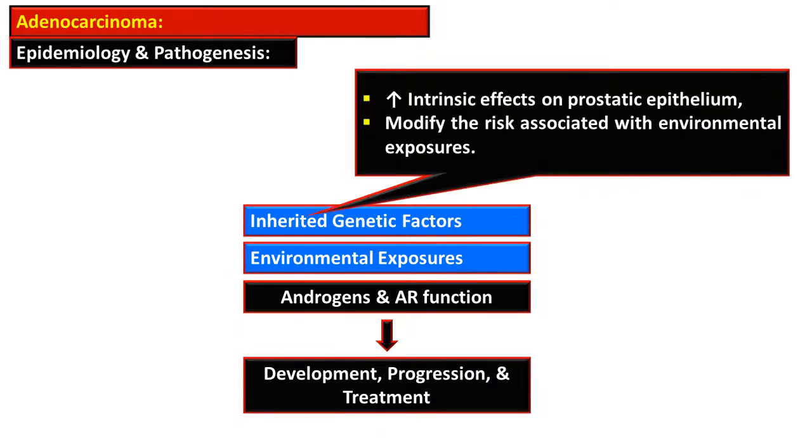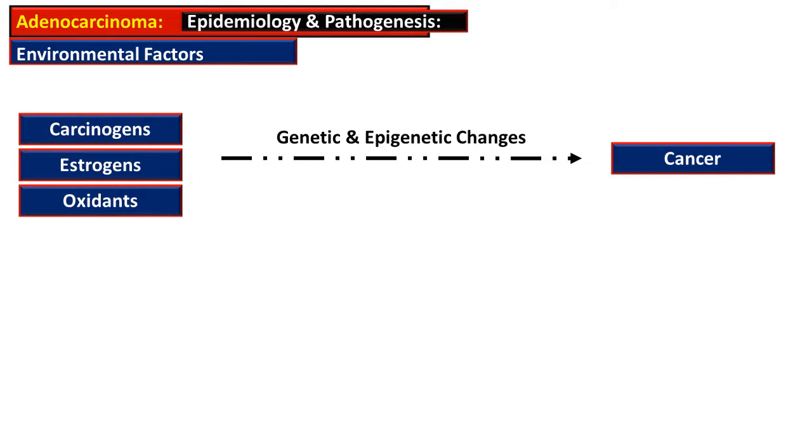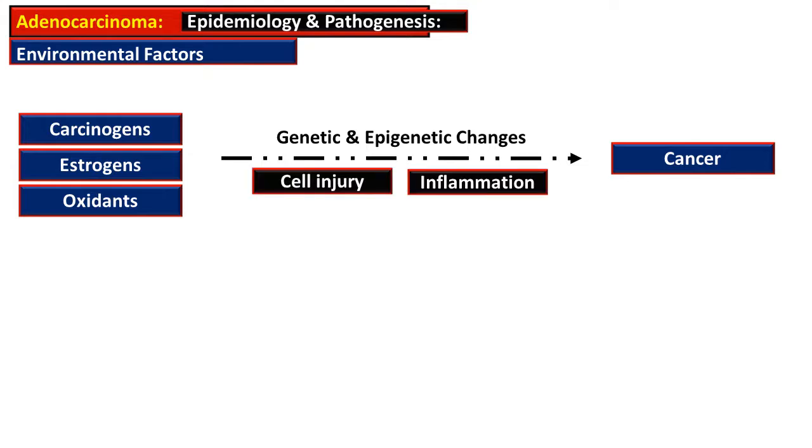The genetic factors are responsible for genetic changes in prostate epithelium that predispose it to malignant transformation, either independently or in collaboration with other environmental factors. About 1/10 of the cases have familial tendency, so risk of this prostatic carcinoma is increased in first degree relatives of patients of prostatic carcinoma. So the exposure to carcinogens, estrogen, and oxidants are responsible for cell injury and continuous inflammation that orchestrate the cancer development through genetic and epigenetic changes.